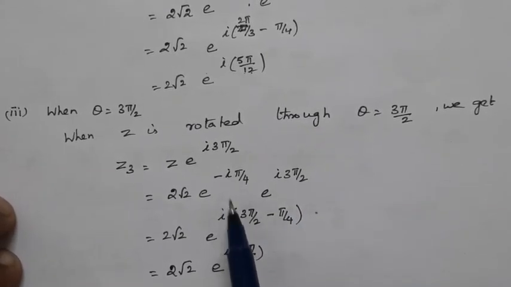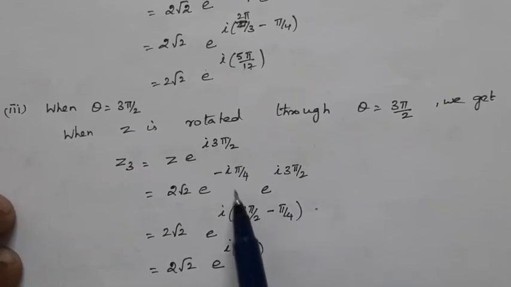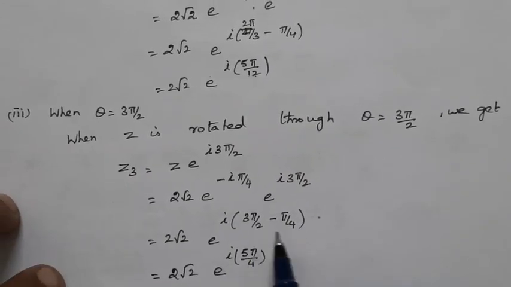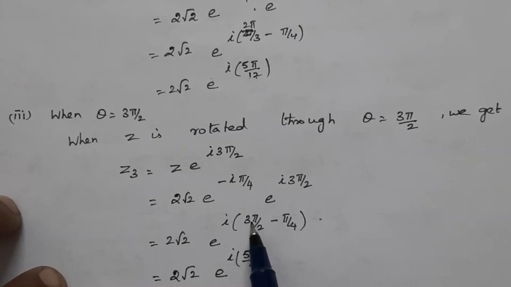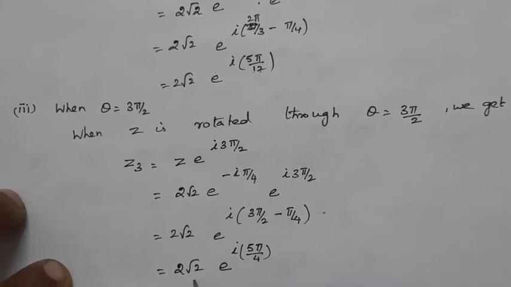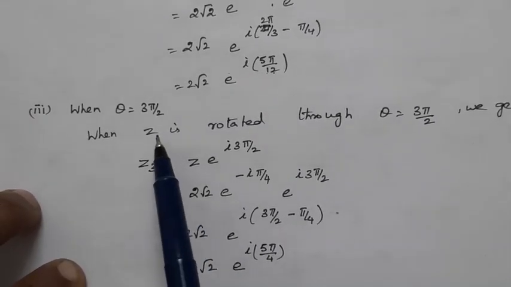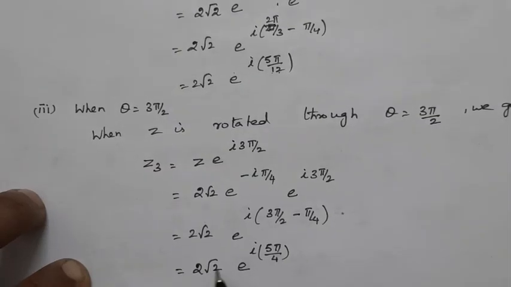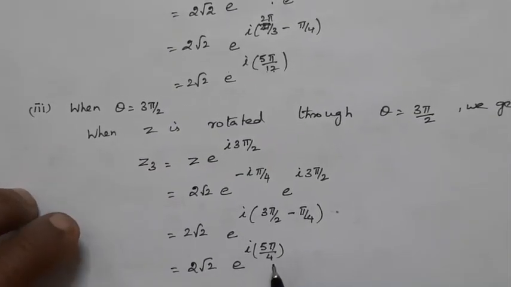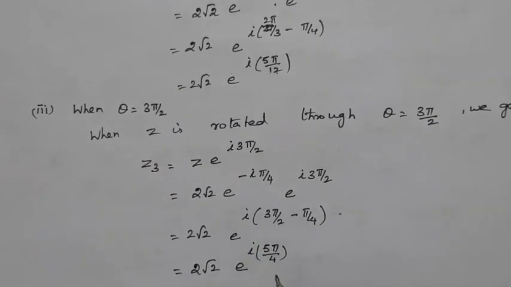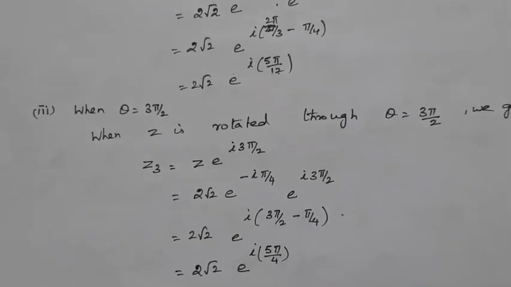By adding the powers, i is taken common outside, and 3 pi by 2 minus pi by 4. Again taking LCM, and 2 is to be multiplied, 6 pi minus pi, 5 pi by 4. So what is the new value of z? That is z3 is equal to 2 root 2 into e power i into 5 pi by 4. So in all these problems we have used the rotation rule.